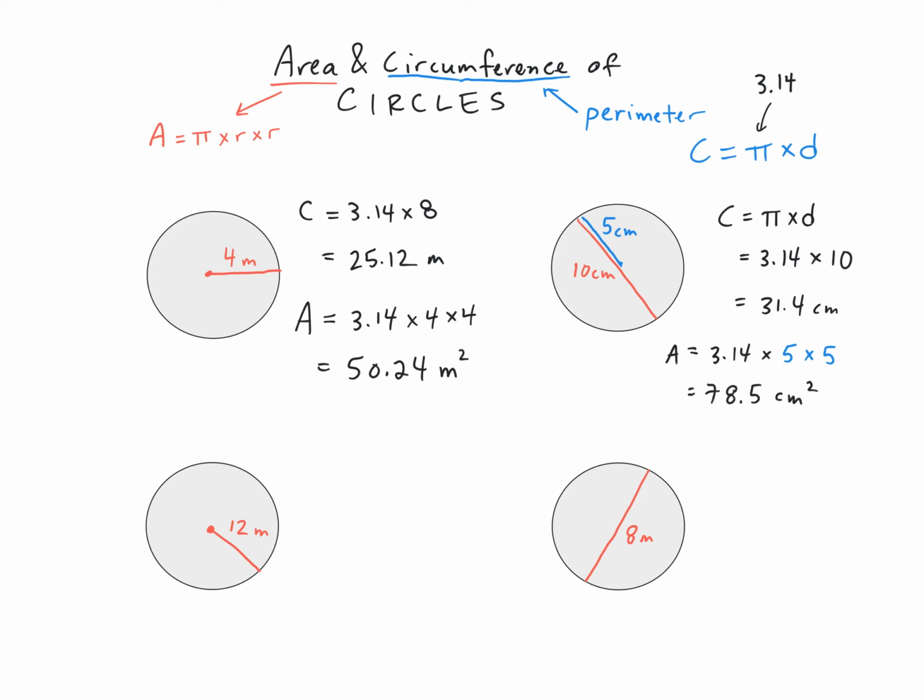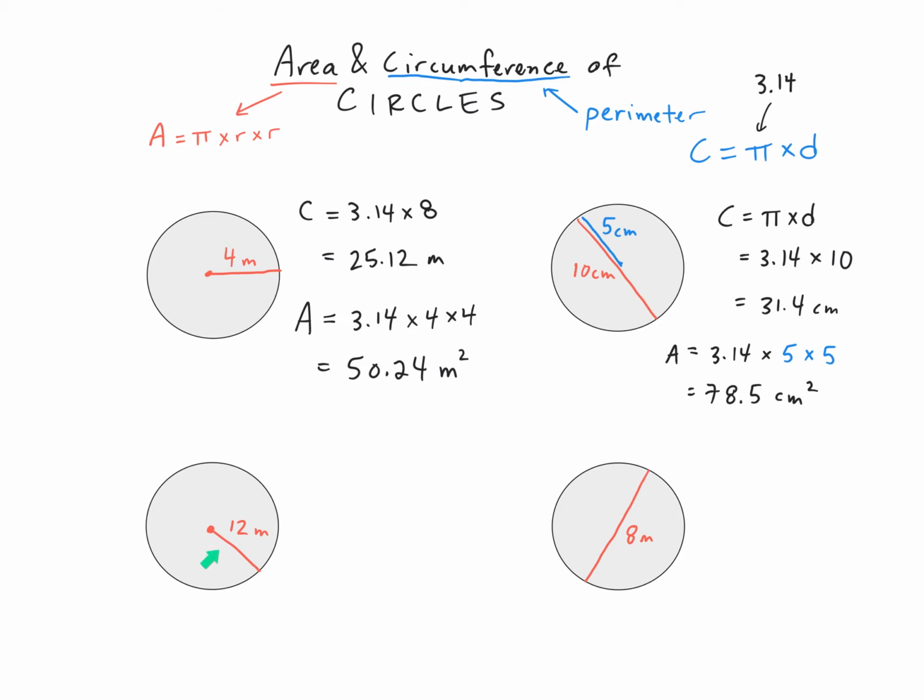Okay? So one more time. Pi times the diameter gives us the circumference. The diameter is 10. 3.14 times 10. Boom. The area is 3.14 times the radius. Up here, the formula is radius times radius. So the radius of this circle is 5. So I'm going to go 5 times 5. Okay? 3.14 times 5 times 5 is 78.5 centimeters squared.